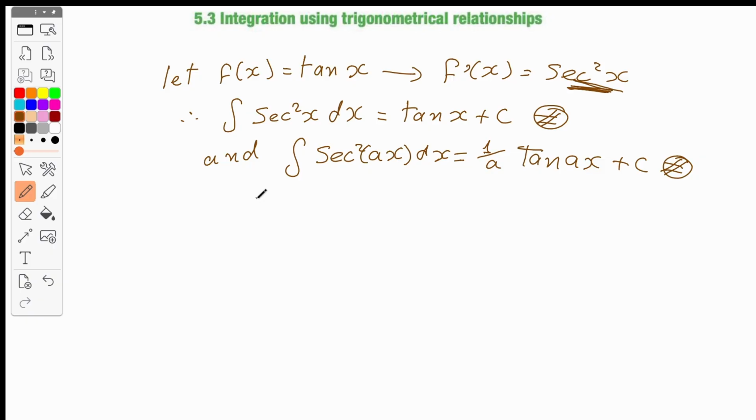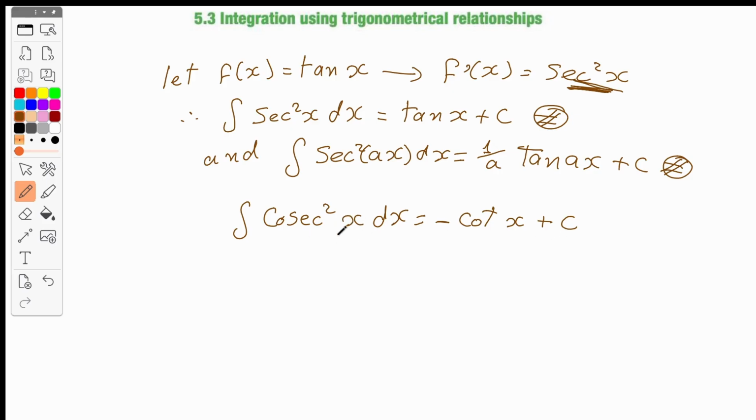Here is one more identity, but this identity will be proved later, in the next topics. The integral of cosecant squared x dx will be negative cotangent x plus c. This one will be proved in the coming lessons, inshallah. The integral of cosecant squared x dx equals negative cotangent x plus c.